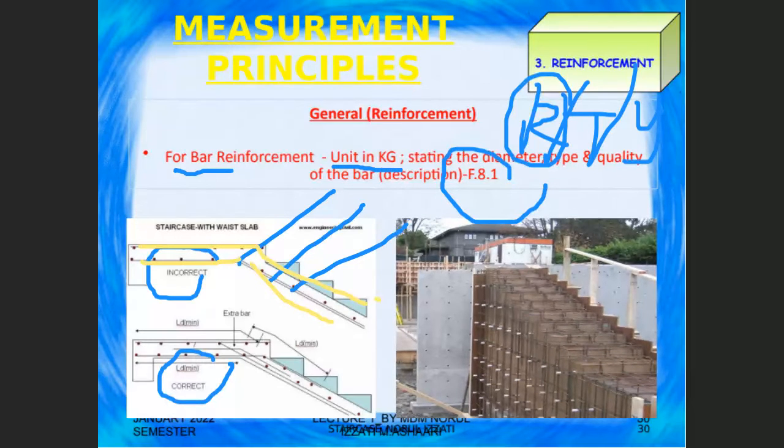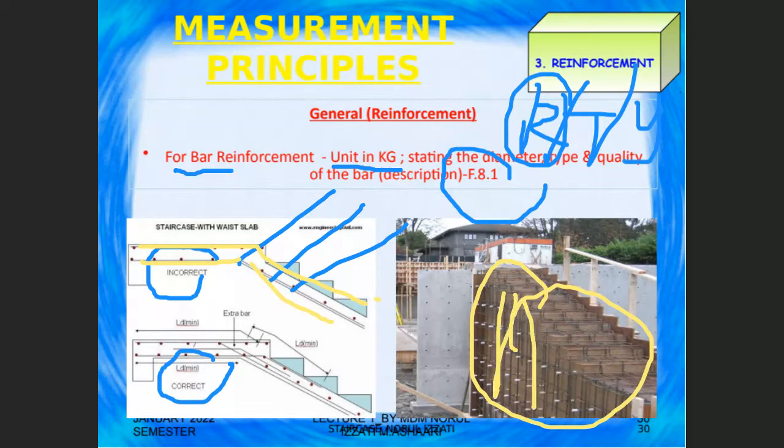Look at this photo. This is an example of the bar reinforcement inside the staircase, together with the bar reinforcement connected with the wall beside the staircase itself. You can see here in vertical and also in horizontal. So this is the bar inside the staircase. This is one of the examples.